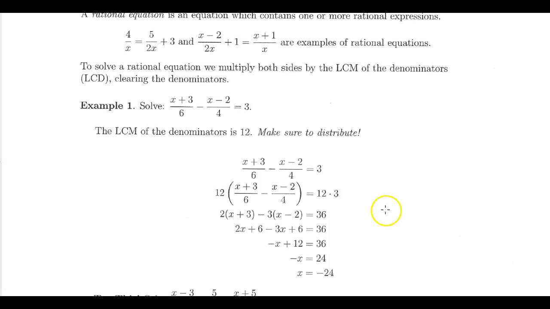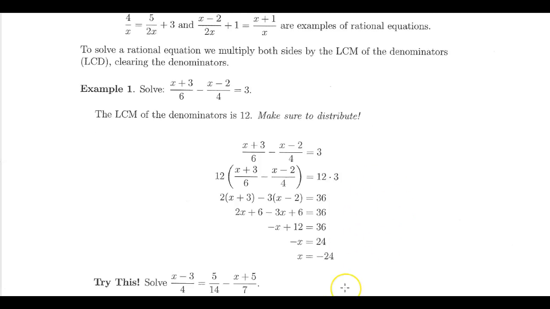Try using this method with the Try This problem on your learning guide. Pause the video, solve the problem, and then come back, and we can check our solutions together.